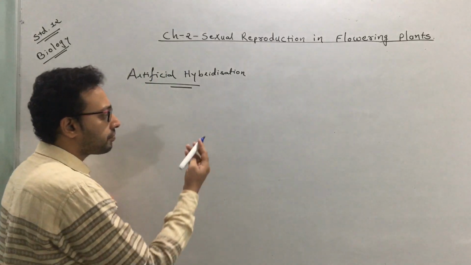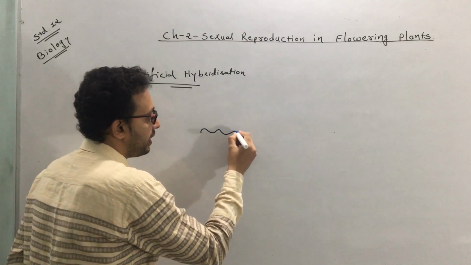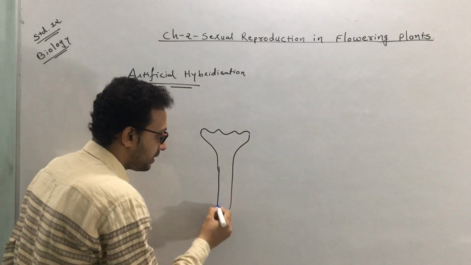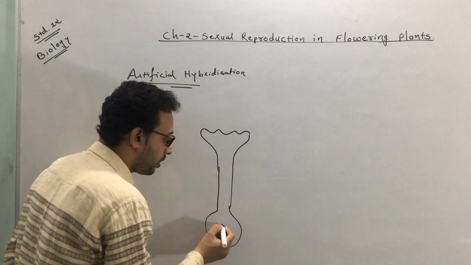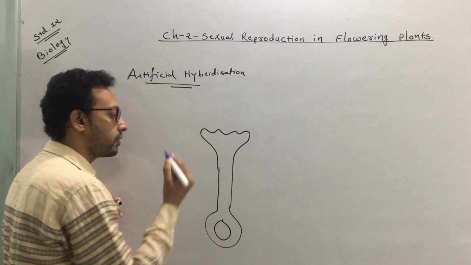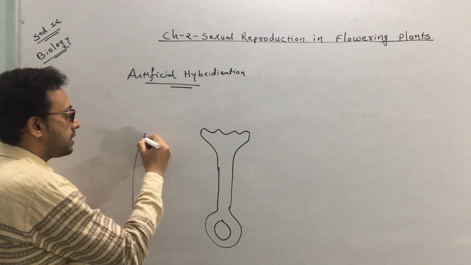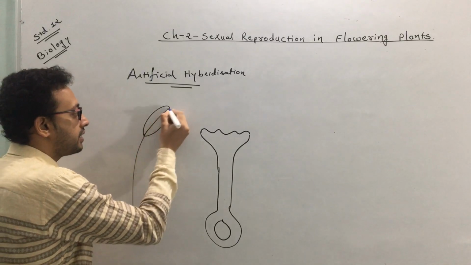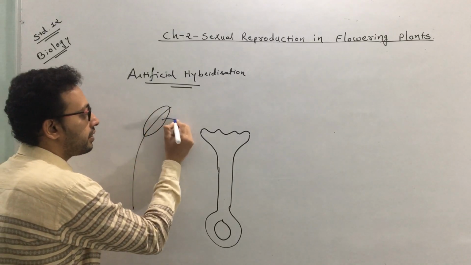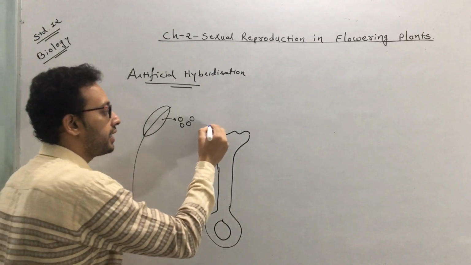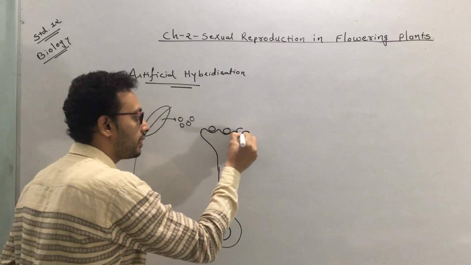You know that, suppose assume that this is a stigma, this is a style, and it is in an ovary. You already know that the ovary contains an ovum. It's a schematic representation. Now this is a stamen and this is an anther. From the anther the pollen grain is getting released, and this pollen grain falls onto a stigma.